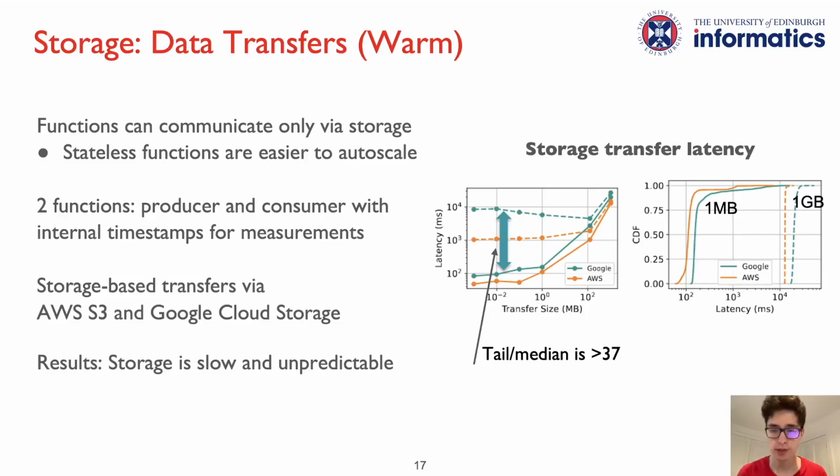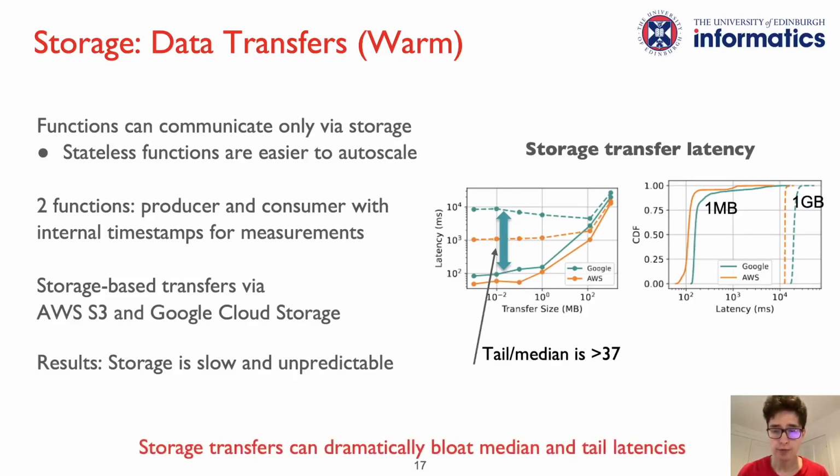On the left chart, one can see the median latency, shown with solid lines, and the tail latencies, shown with dashed lines. On the right chart, the CDF lines for 1 megabyte and for 1 gigabyte payload transfers, respectively. Clearly, storage transfers are slow and have very unpredictable response time. For example, for 1 megabyte transfer in Google, these delays result in mere 150 millisecond median and 6 seconds of tail latency, yielding a tail to median ratio of nearly 40.